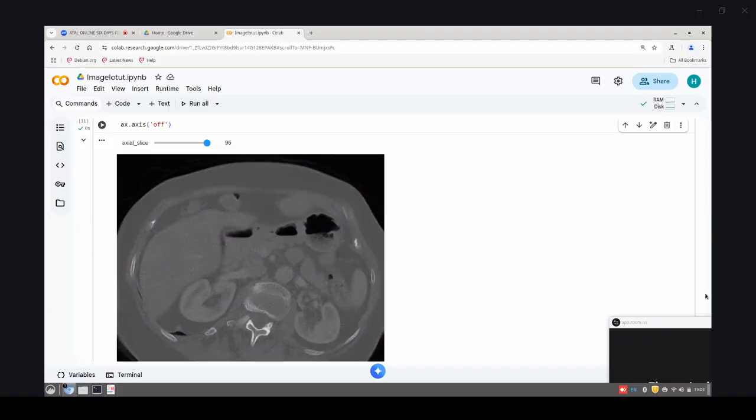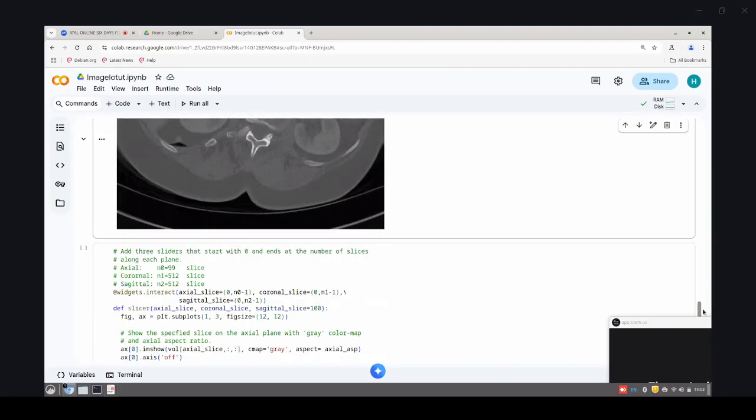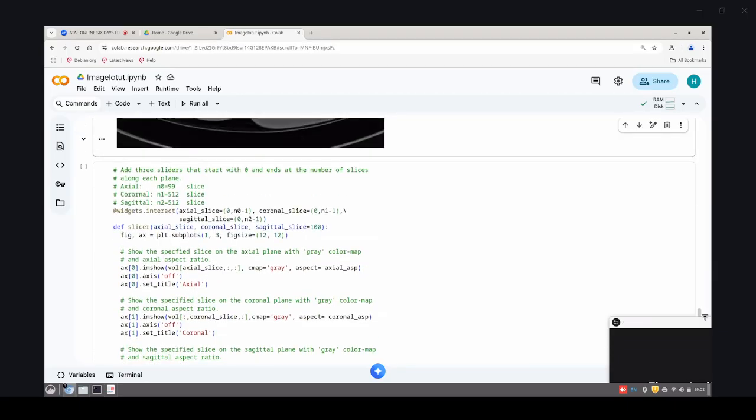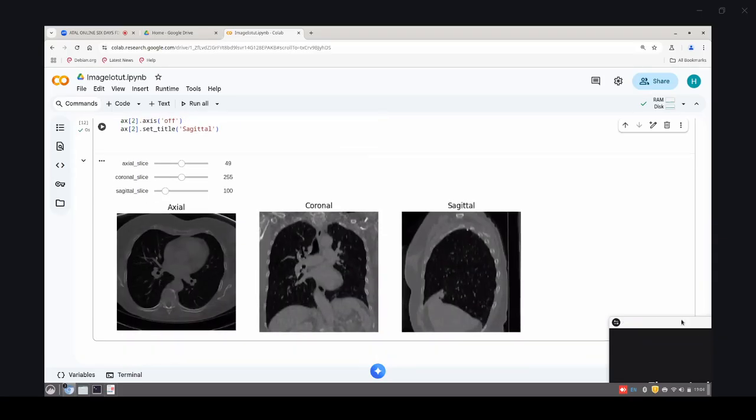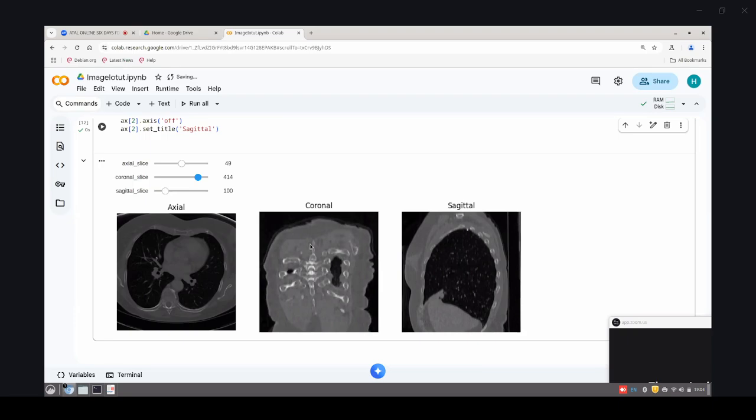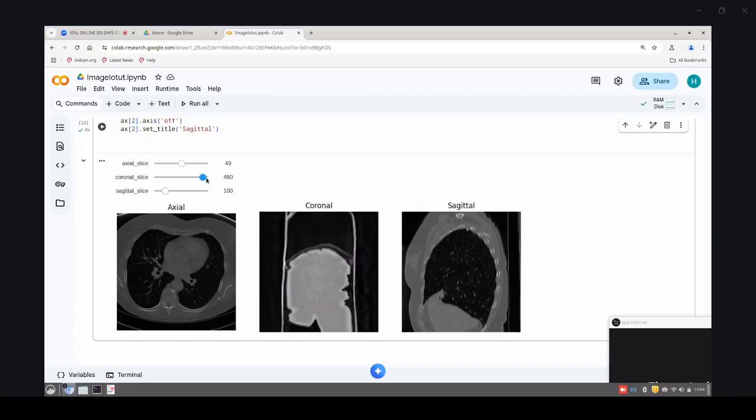It's not only that I can vary it along the axial plane or transversal plane, I can also vary it along the coronal plane and sagittal plane. Right now I'm seeing the 49th slice of the axial plane, the 255th slice of the coronal plane, and the 100th slice of the sagittal plane. If I vary the coronal plane, you can see this picture is changing. Now I'm looking at the 414th slice. Actually, I have 512 slices, right? Similarly, I can move to the other side as well.